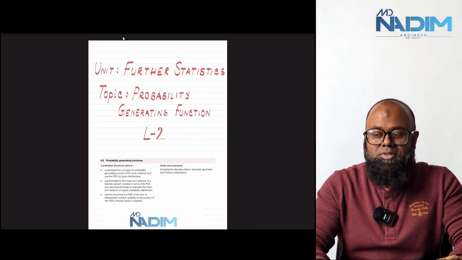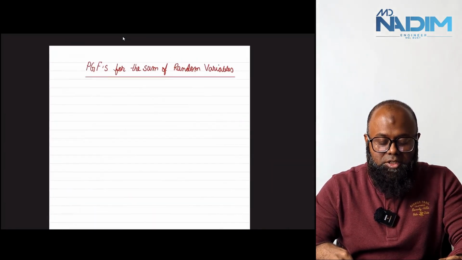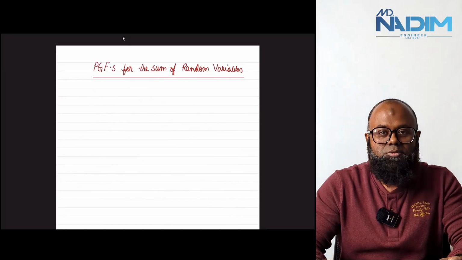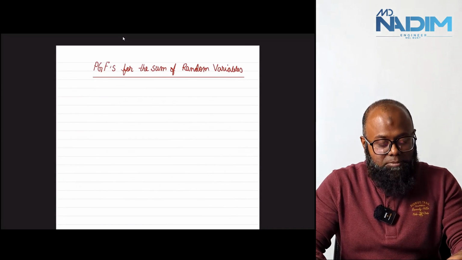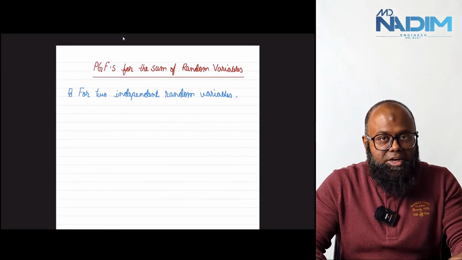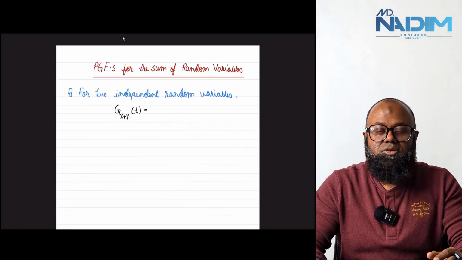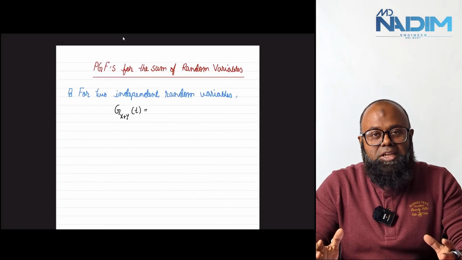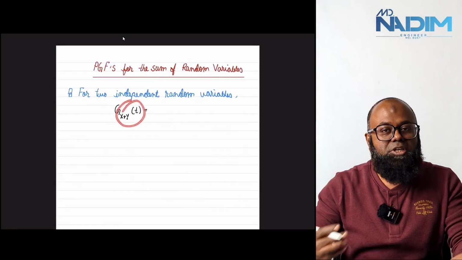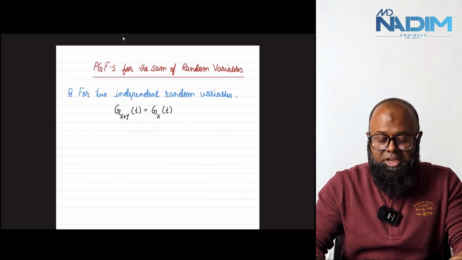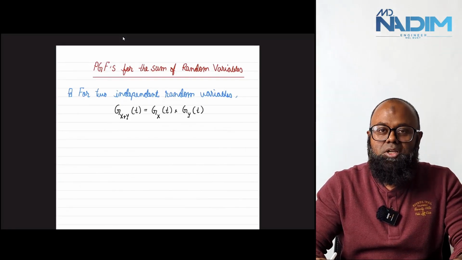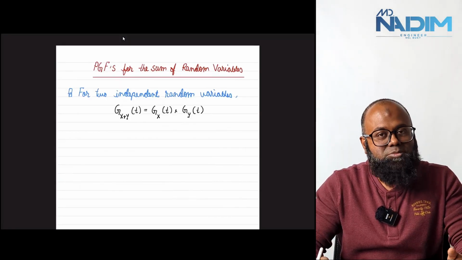Today we'll be doing the second lecture of the topic probability generating function in further statistics of Cambridge further maths. In this topic we will be covering the probability generating function for the sum of random variables, which is a very important topic. Let us start with the formula for two independent random variables, the probability generating function of the two independent variables together. That means G of X plus Y would be equal to the probability generating function of X times the probability generating function of Y. So, this is the formula by which we can solve the sums here.